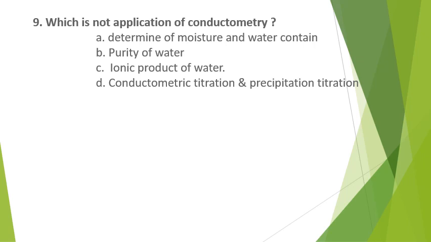Option B, purity of water. Option C, ionic product of water. Option D, conductometric titration and precipitation titration. And our correct answer is answer A, determine of moisture and water content, which is not the application of conductometry.